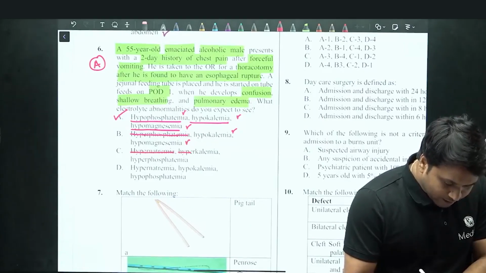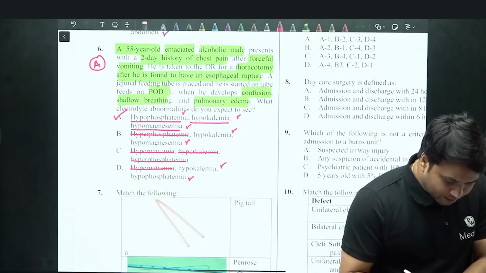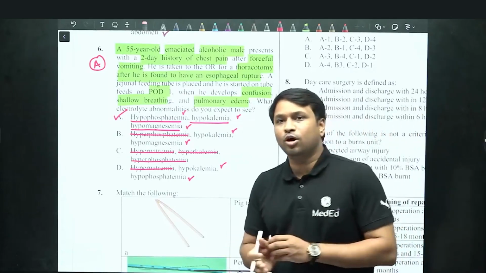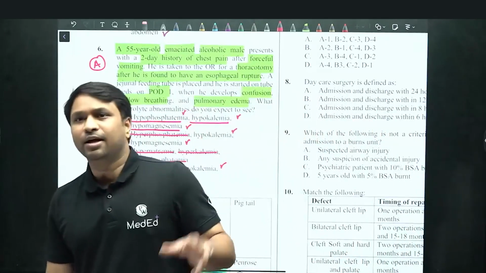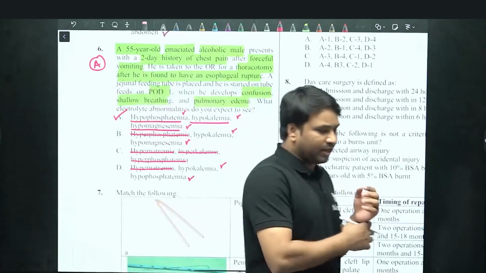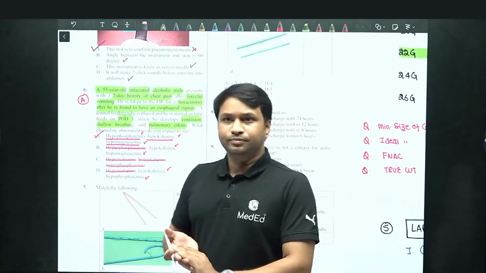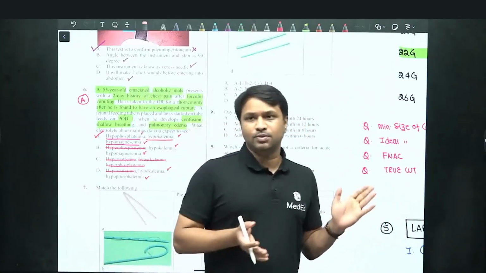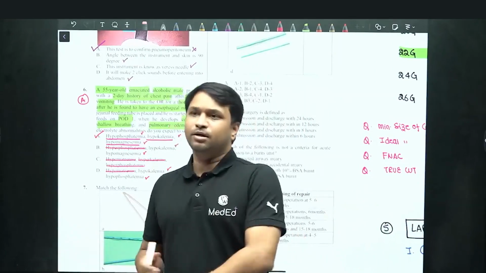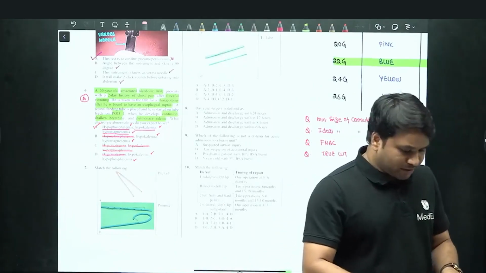Hypernatremia? No. Hyperkalemia? No. Hyperphosphatemia? No. Hypokalemia can occur, hypophosphatemia can occur. So, we can see some wrong options in B, C, D. Answer A is absolutely correct. A for Ahmedabad, that is your refeeding syndrome, right? Any doubts in refeeding syndrome? That occurs when a patient is put through a prolonged fasting period. Clear? Let's talk about question number 7.